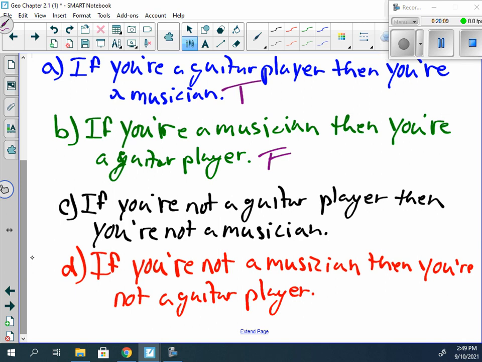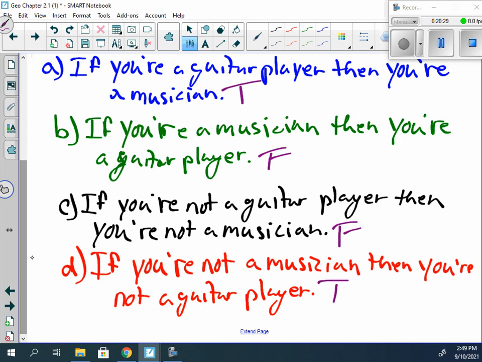If you're not a guitar player, then you're not a musician. That's false by the same reasoning. What if they play drums? Exactly. Mandolin. The last one, if you're not a musician, then you're not a guitar player. If you don't play anything, you're definitely not playing the guitar. So this is true.